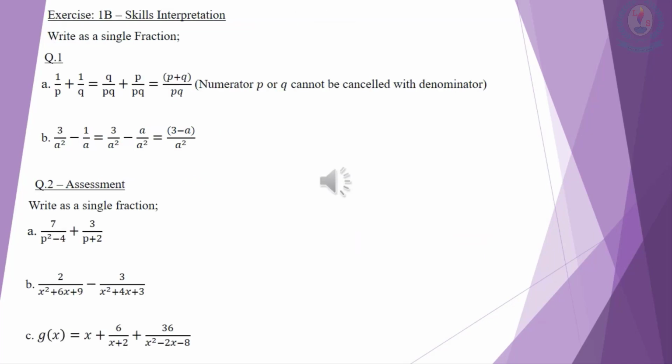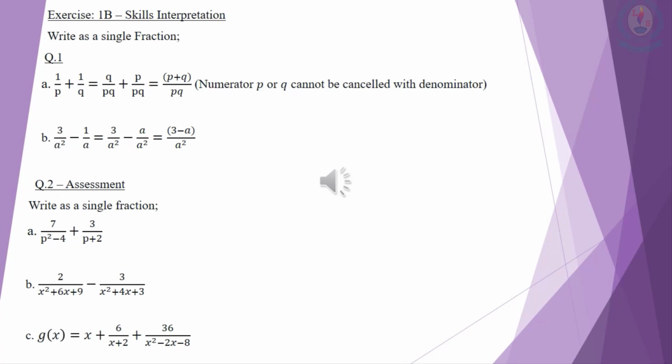Exercise 1b, skills interpretation. Write as a single fraction, question number 1. Part A: 1 over p plus 1 over q, which equals q over pq plus p over pq, which equals p plus q over pq. The numerator p or q cannot be cancelled with the denominator.